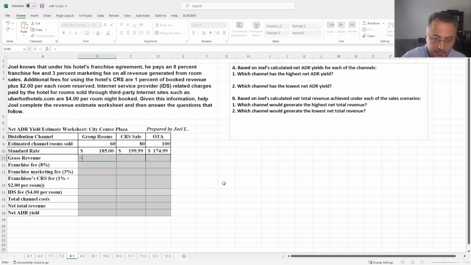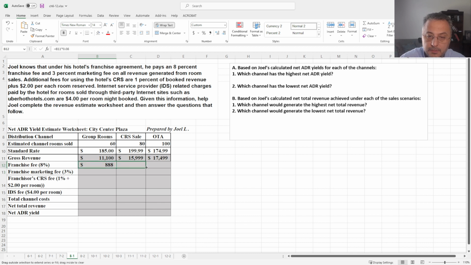Now, let's start to solve the question. Gross revenue is going to be how many rooms sold times rate. Franchisee fee is applicable to any sale, so times 0.08, which is 8%. And same thing for marketing fee, gross revenue times 0.03.